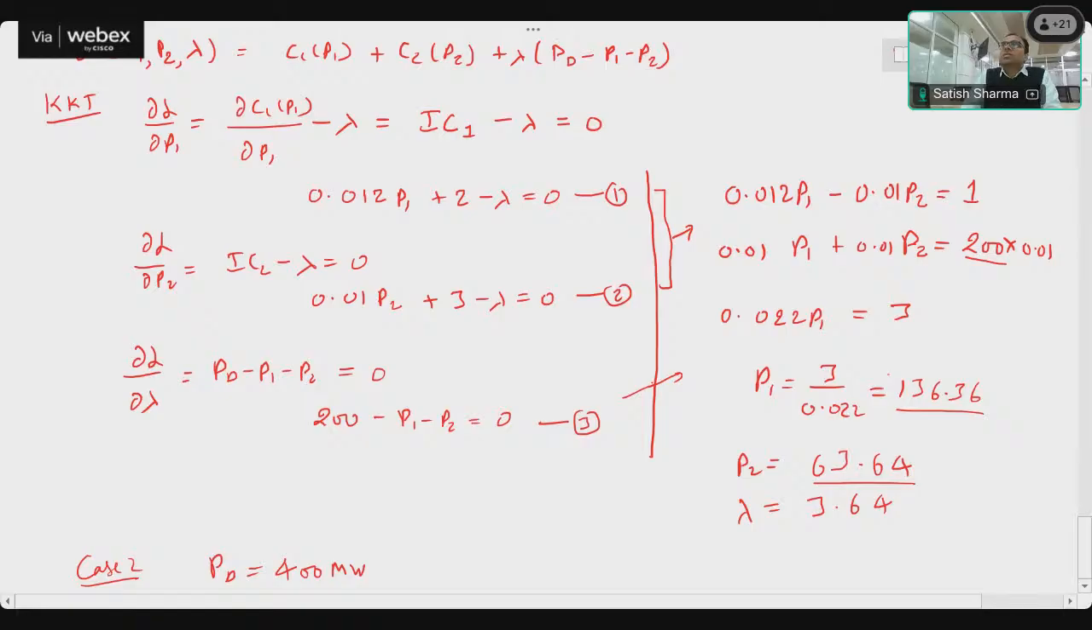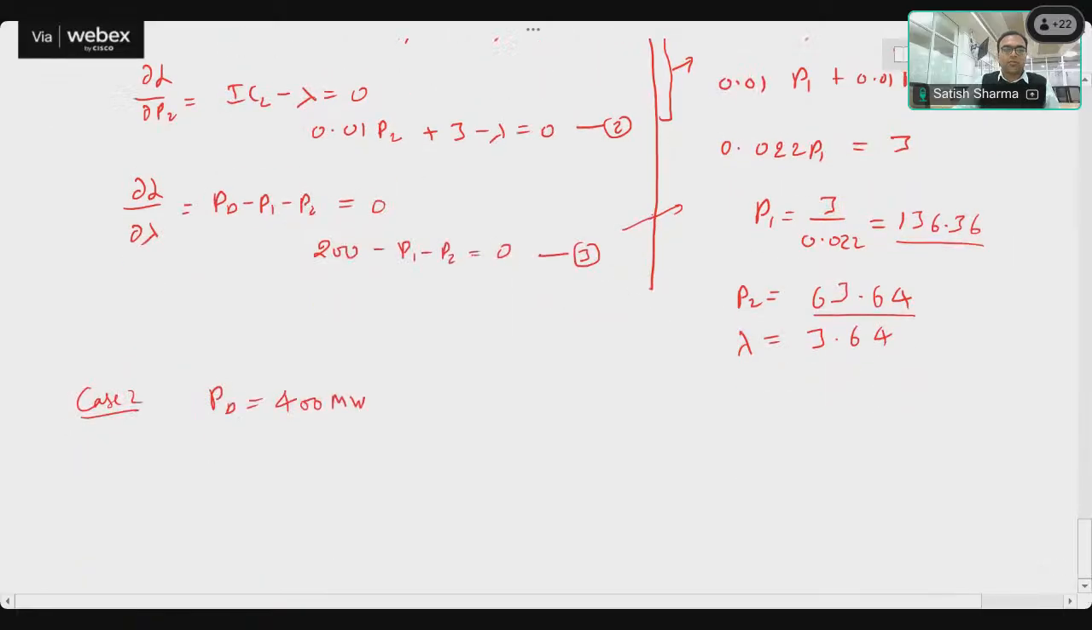Ratan? Yes, so Satya has calculated. If this is the demand, just calculate P2 as well. P1 you have calculated as 227.2. So we can calculate P2 as 400 minus this value. So 227 will become how much? What will be the value of P2?